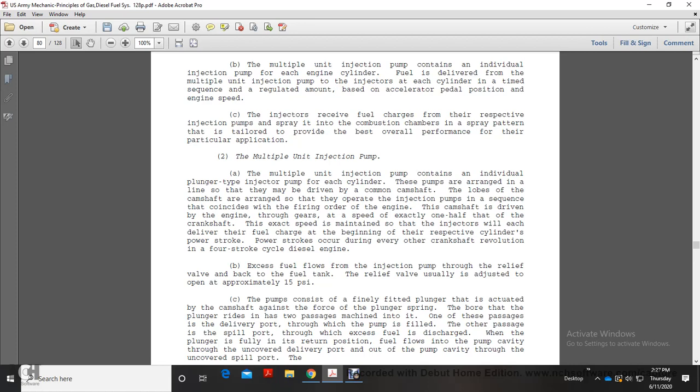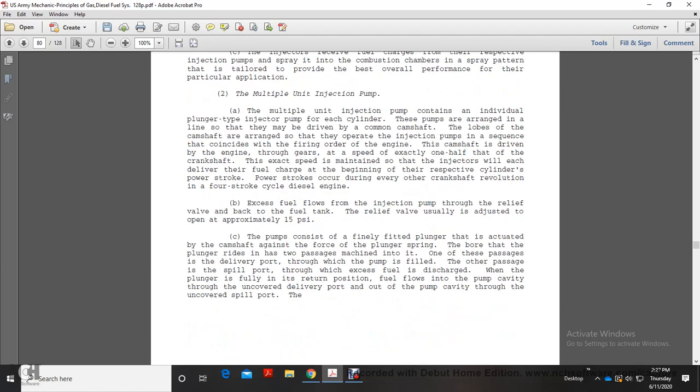The exact speed is maintained so that the injectors will each be delivered with a full charge of fuel to the respective cylinders for the power stroke. The power stroke will occur during every other crankshaft revolution in a 4-cycle diesel engine. Excess fuel flows from the injector pump through the relief valve back to the fuel tank. The relief valve usually is adjusted to open at approximately 15 psi.